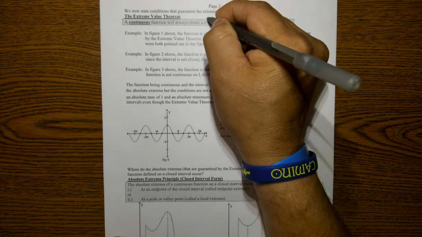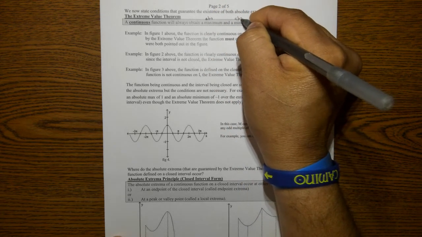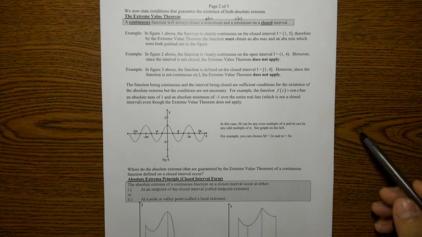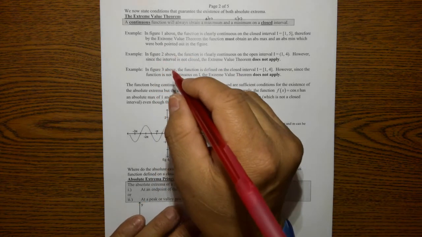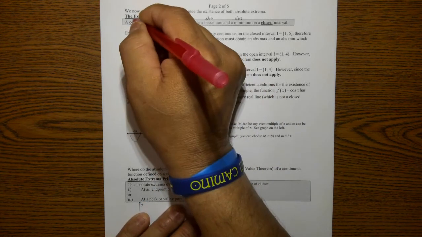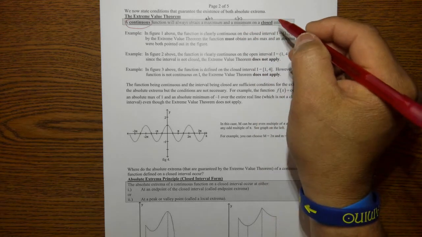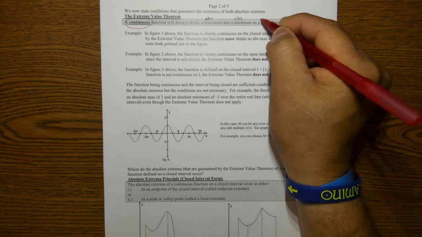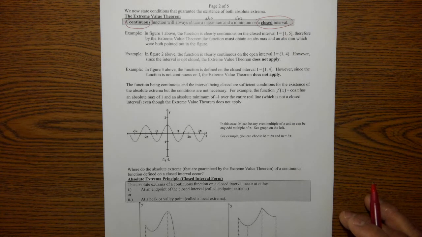So here we're talking about an absolute max and an absolute min. So what are the conditions that guarantee the absolute max and absolute min? First of all, the function has to be continuous. Second of all, the function has to be defined on a closed interval. Those two things guarantee the existence of an absolute max and an absolute min.